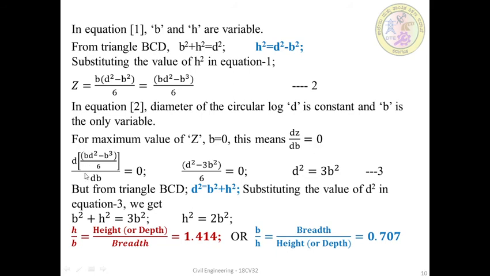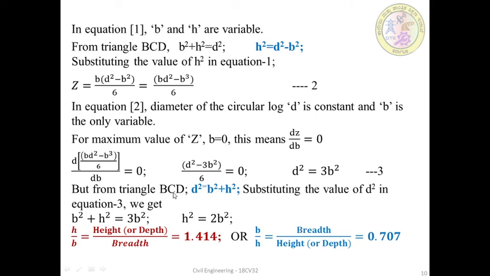After partial differentiation of the section modulus with respect to the breadth and equating it to 0, we got d square minus 3b square divided by 6 is equal to 0. We got d square is equal to 3b square. Call this equation number 3.